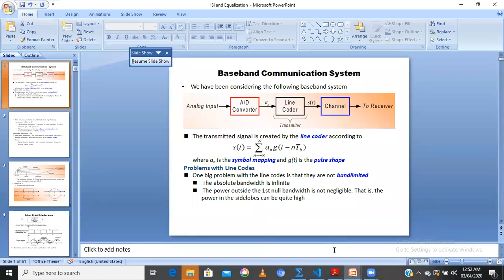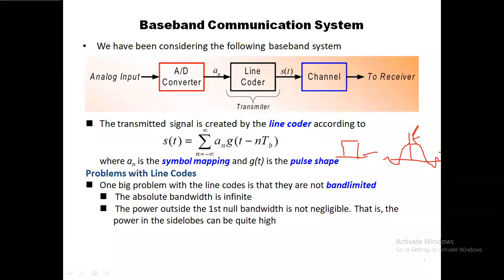Previously, we have discussed the effect of additive white Gaussian noise, and now we study another channel impairment, which is intersymbol interference. So, first of all, we discuss what is intersymbol interference, and then we study the methods to remove intersymbol interference.